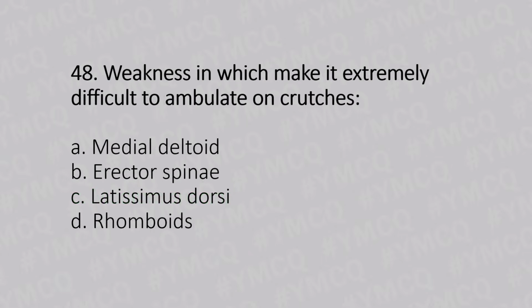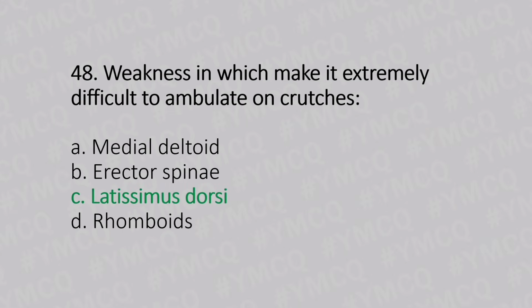Moving to our 48th question. Weakness in which makes it extremely difficult to ambulate on crutches. Option A, medial deltoid. Option B, erector spinae. Option C, latissimus dorsi. Option D, rhomboid. And the answer is option C, latissimus dorsi.